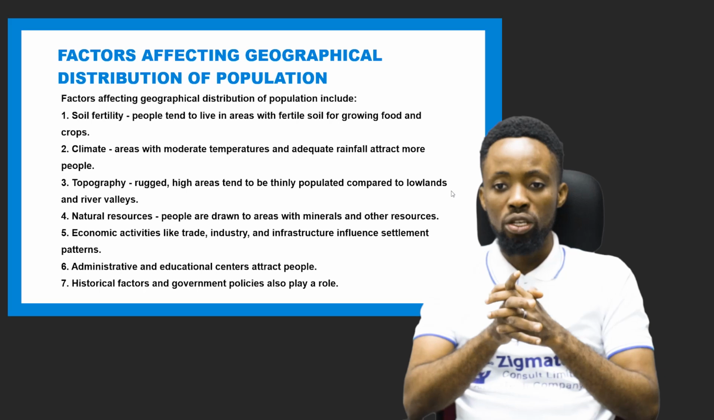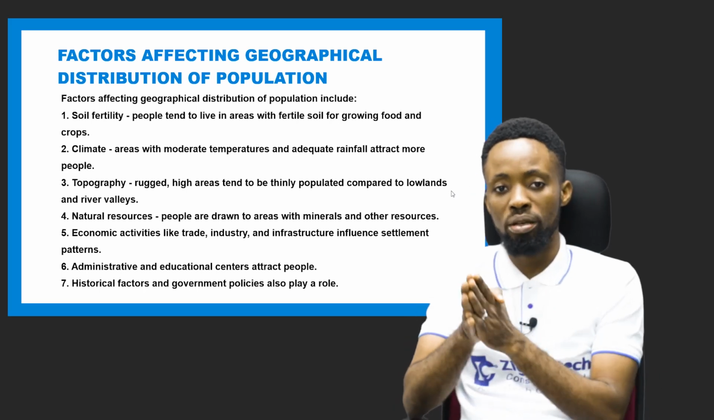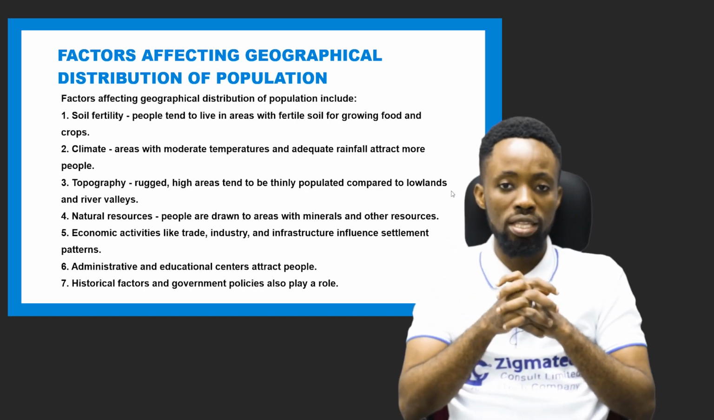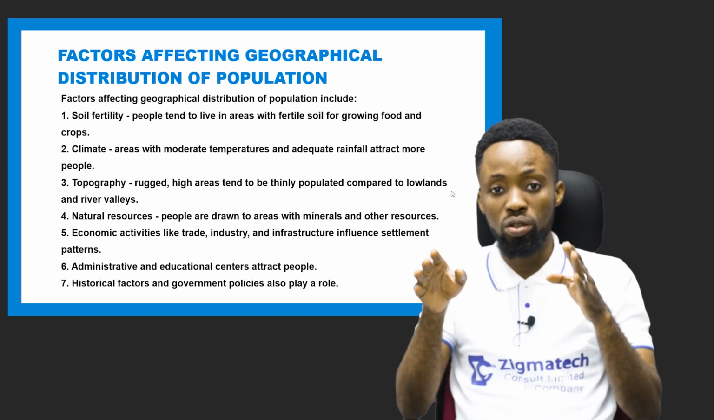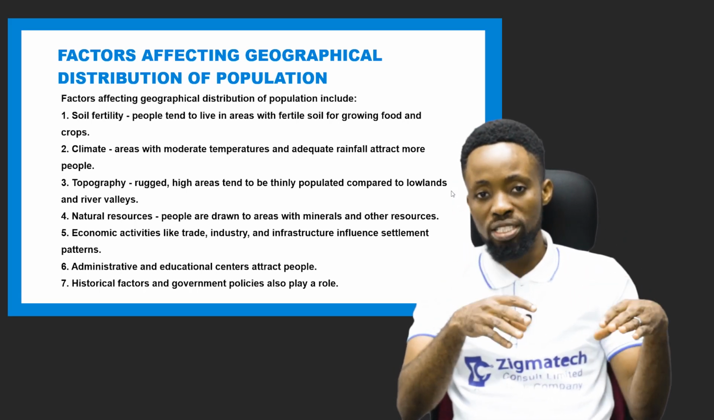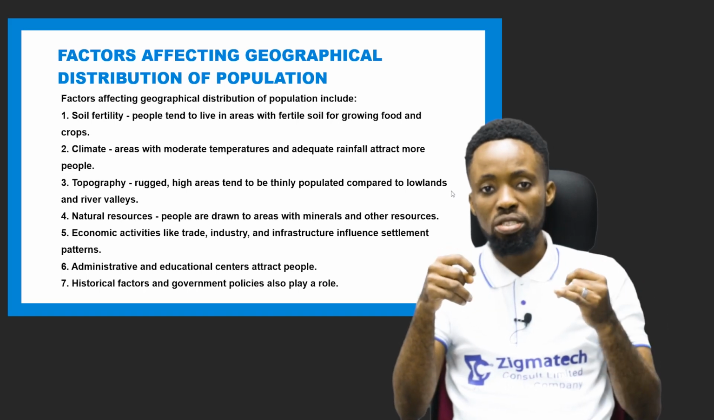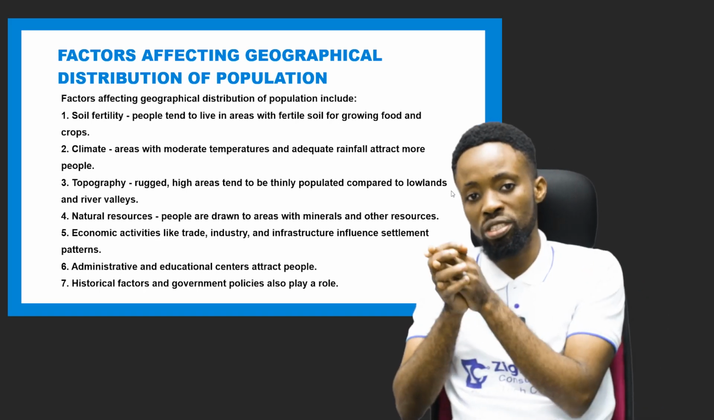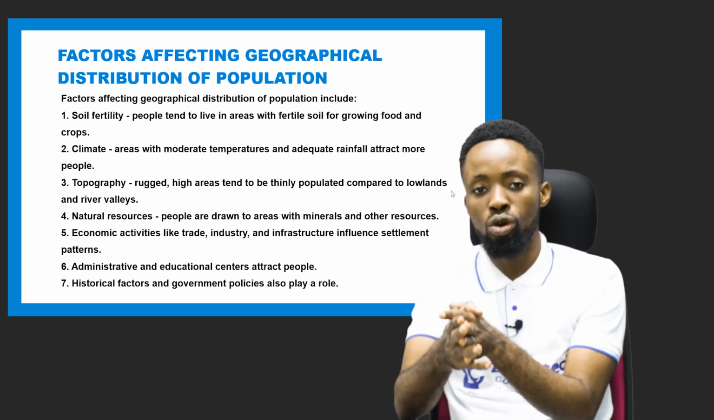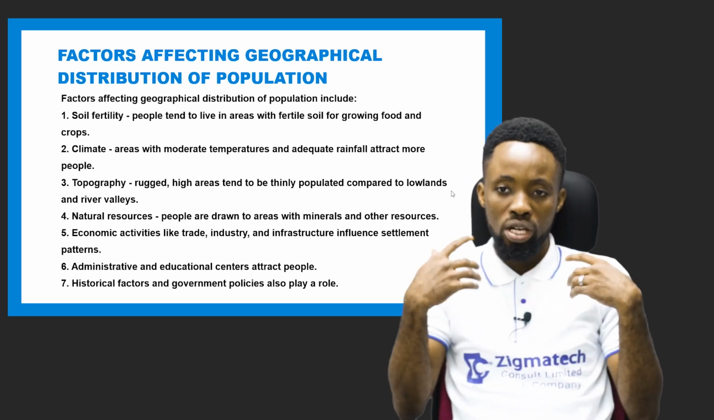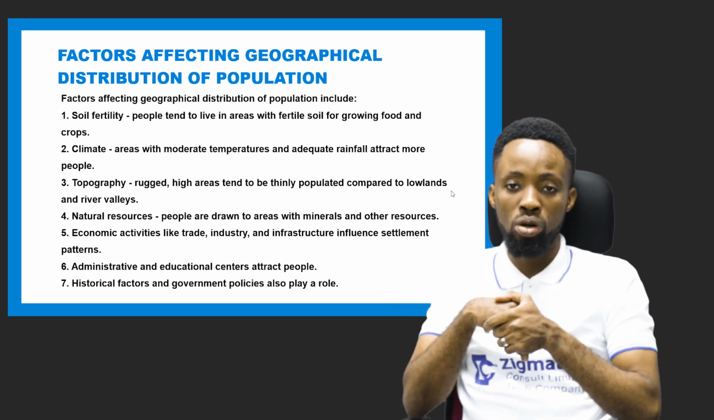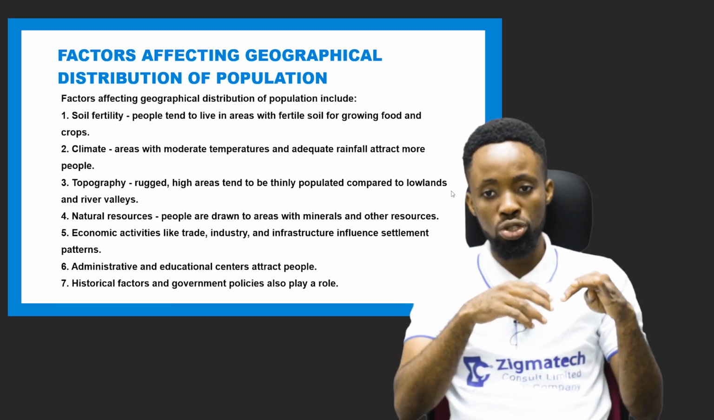Take for instance, a location in Nigeria where we have tertiary institutions like universities, polytechnics, and colleges of education. Now, these places will tend to have more residents around there. And a place where the administrative function of the state or the country is being carried out will also have more population to itself. So administrative buildings and educational centers can as well affect the population distribution of a place.